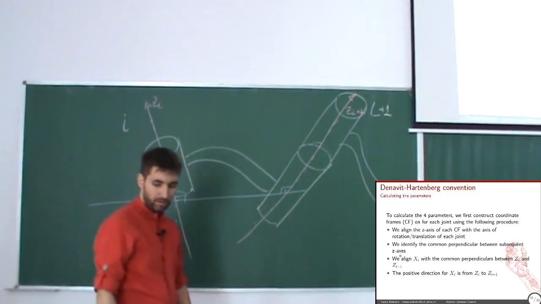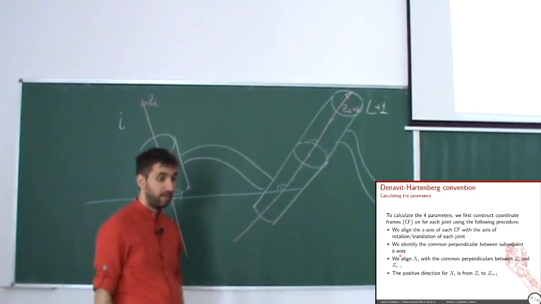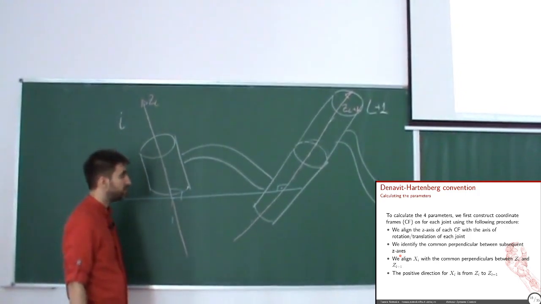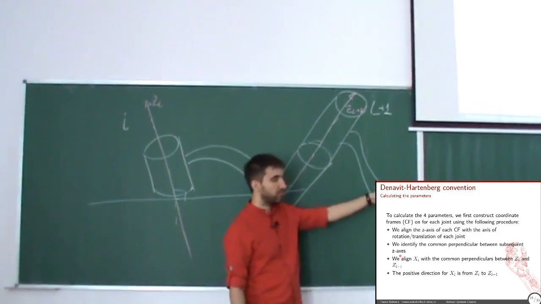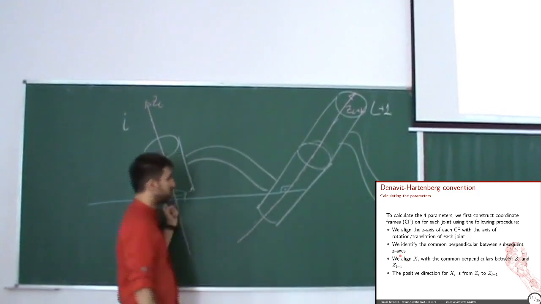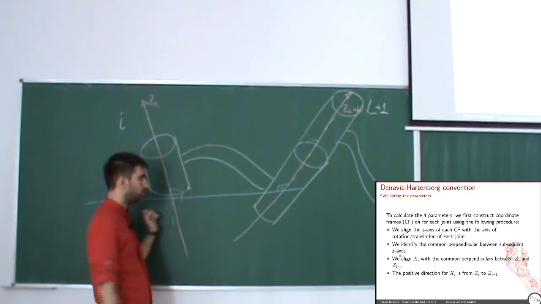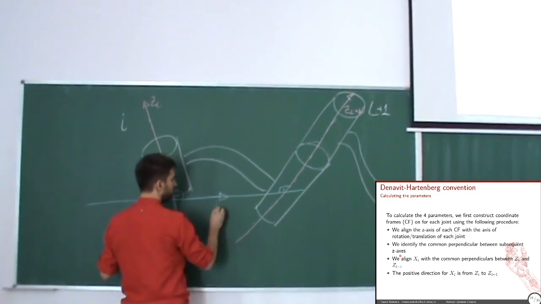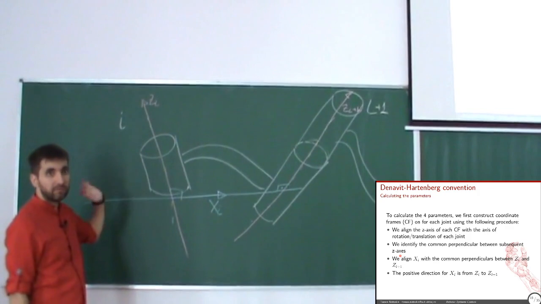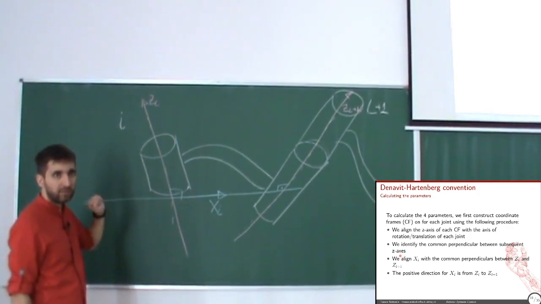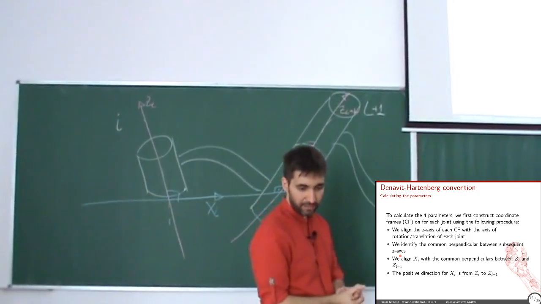Okay, what's the next step? Align the x axis. Now I only defined the common perpendicular between i and i plus 1. If I had an i plus 2 there, I would have done the same thing. So which axis would be aligned with this common perpendicular? xi, sorry. Great. And if we want, having z and x, I can define yi as well, but we don't care about the y's.